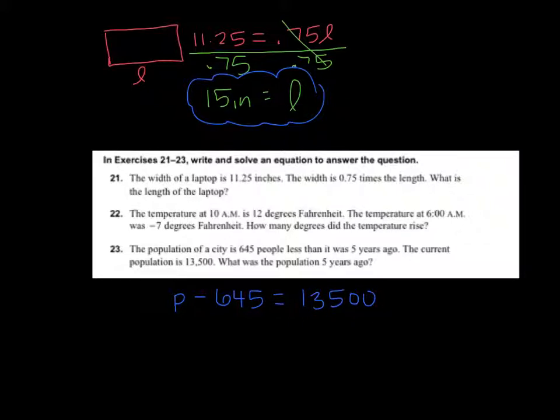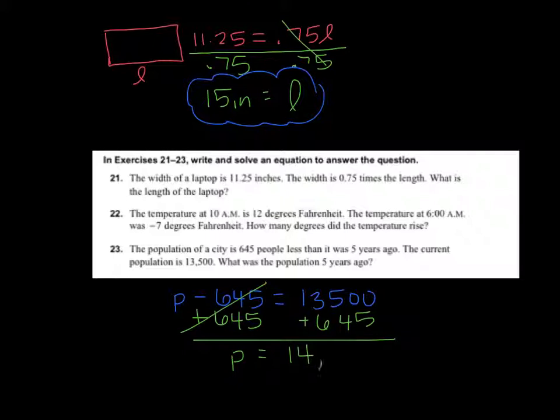Then from here, you're just going to use your inverse operations. So the opposite of subtracting 645 would be to add 645. So I'm going to do that to both sides. My positive and negatives cancel, and I know that P, the population, would equal 14,145 people.